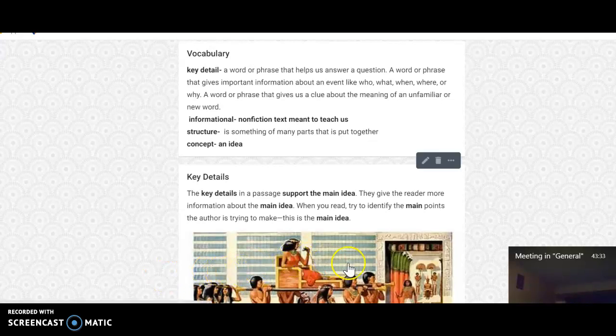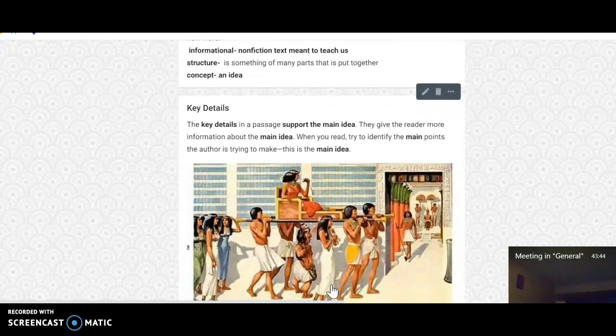And I included this picture because what are all of these people doing? Well, they are literally supporting this Egyptian queen as she's being carried to and fro, okay?